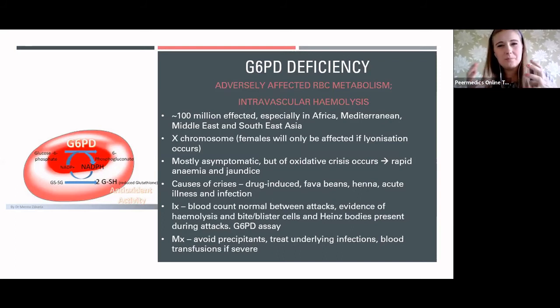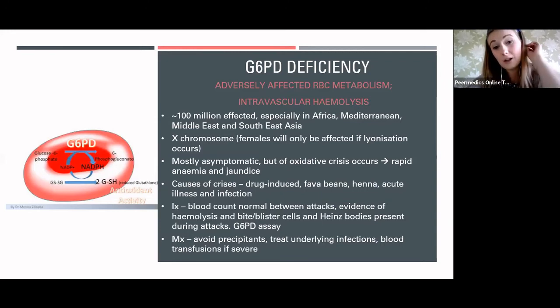And you might have, during an attack, evidence of hemolysis, these things called bite or blister cells or Heinz bodies, which are just cells that don't look as they should. I wouldn't worry too much about what they're specific to, because they can occur with a few different things, or again about what they look like. And you can take a G6PD assay to look for enzymatic activity, and obviously if it's low, you're thinking we're deficient.